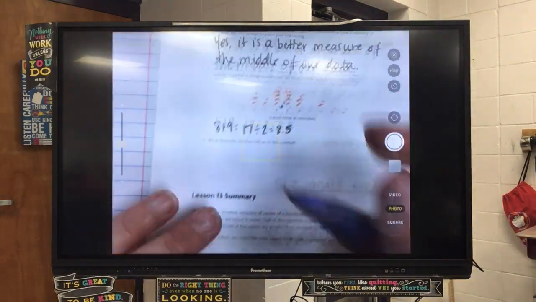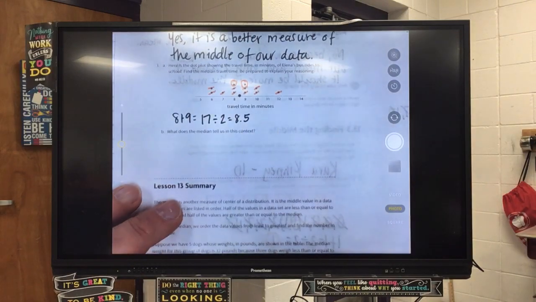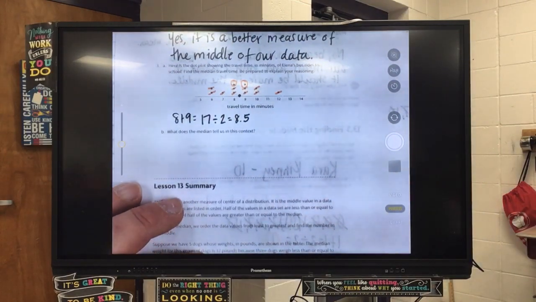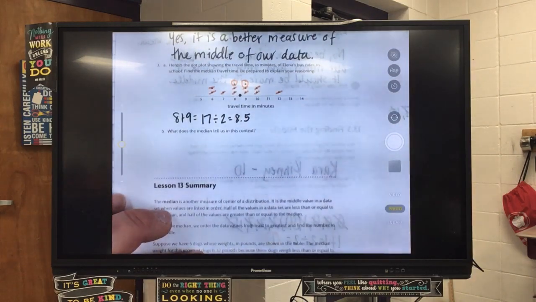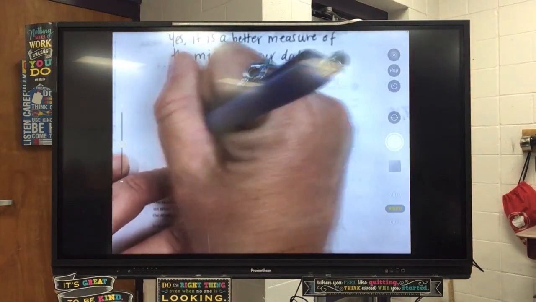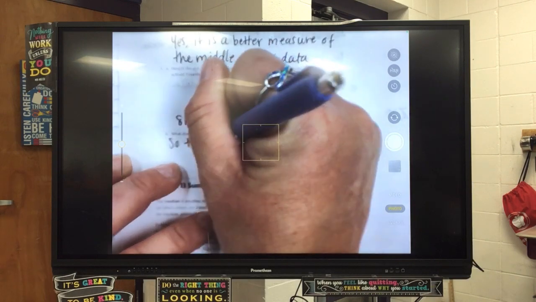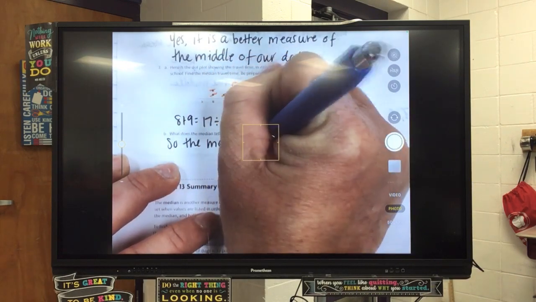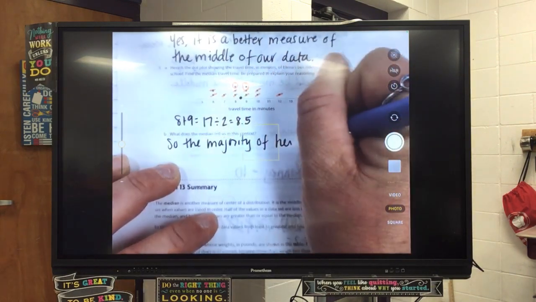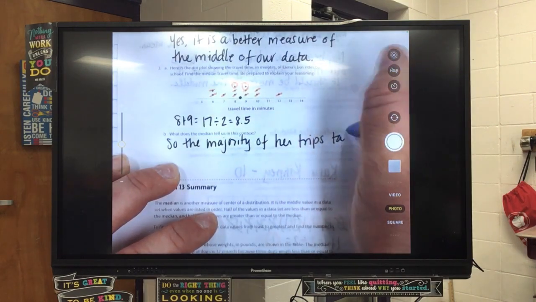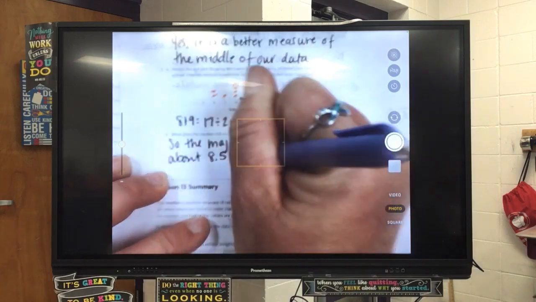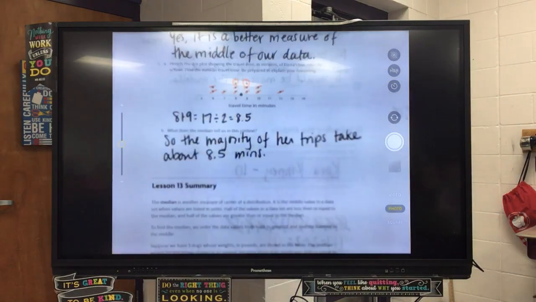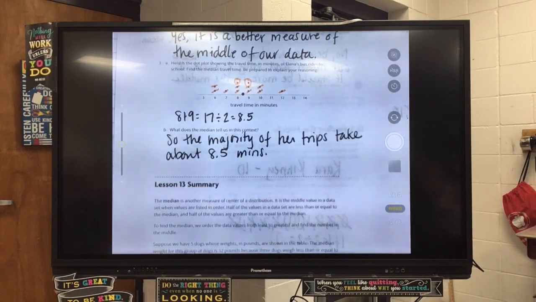All right, how do I want to say this to make it as easy as non-confusing? So the majority of her trips take about 8.5 minutes. Does that make sense to you guys?